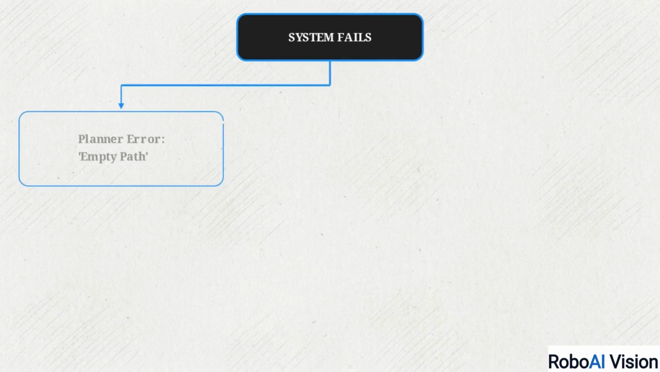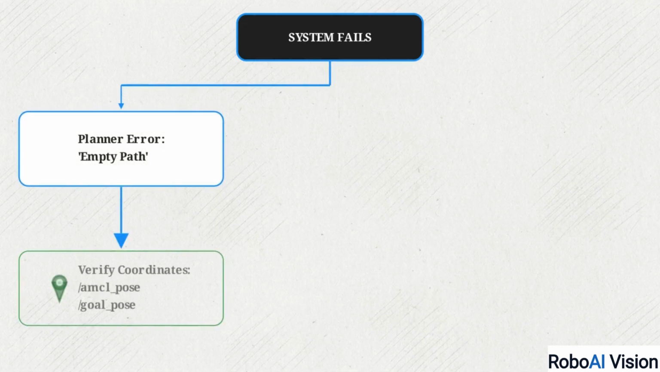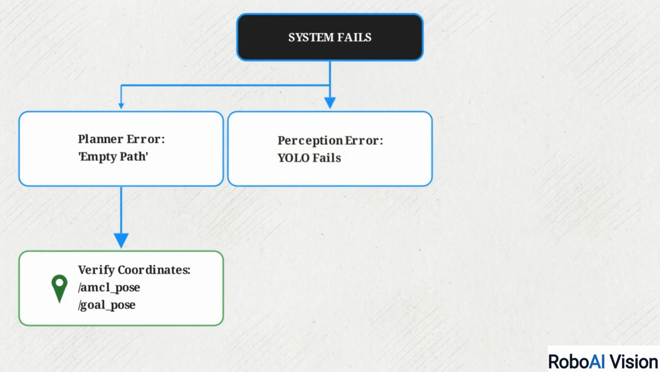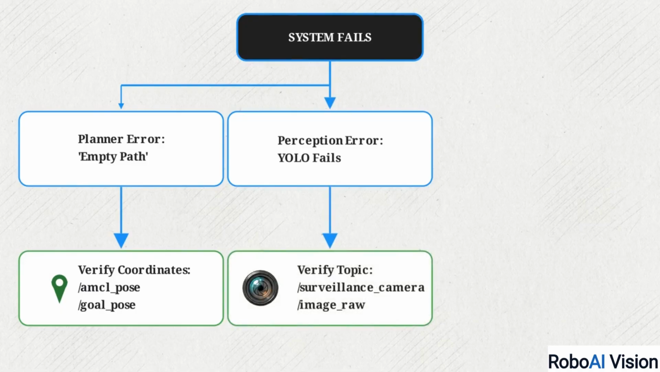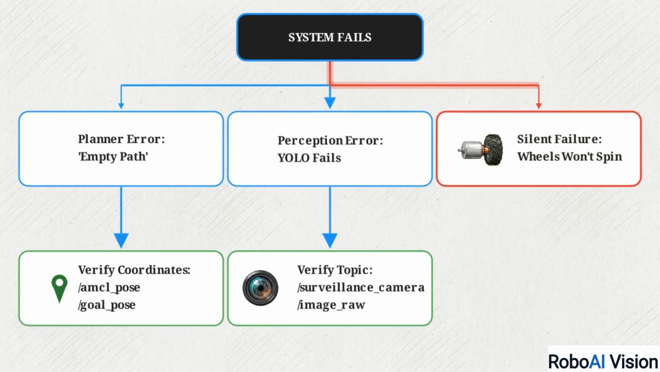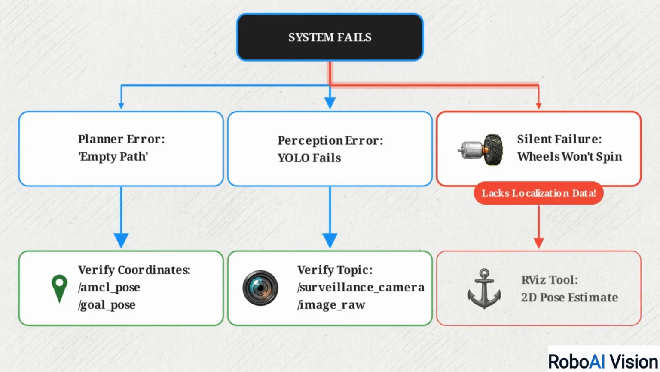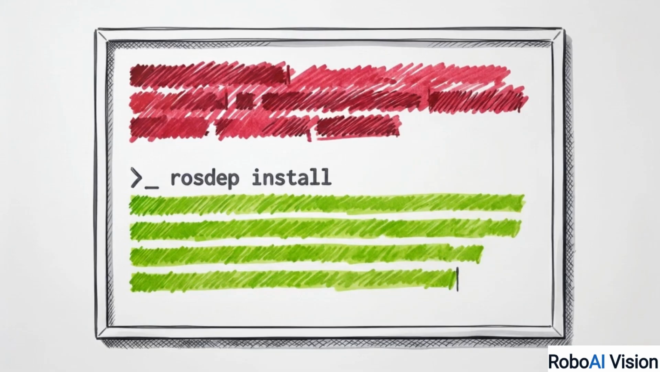If the planner prints an empty path error, verify the AMCL coordinates and goal location. If the YOLO window fails, verify the raw simulation feed using the surveillance camera topic. A common silent failure occurs when the robot receives the goal coordinates, but the wheels refuse to spin. The controller lacks localization data. Go back to RViz and manually reset the spatial anchor with the 2D pose estimate tool. If you encounter package not found errors during the initial workspace build, running rosdep install in the workspace root will fetch the missing dependencies.